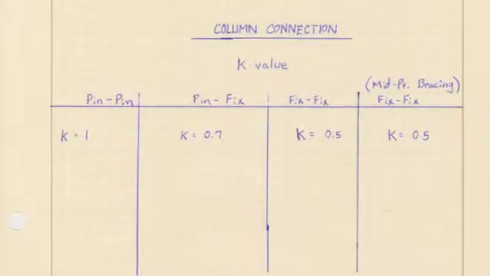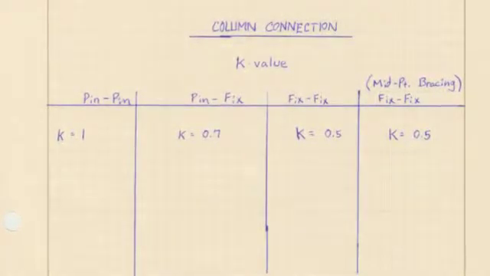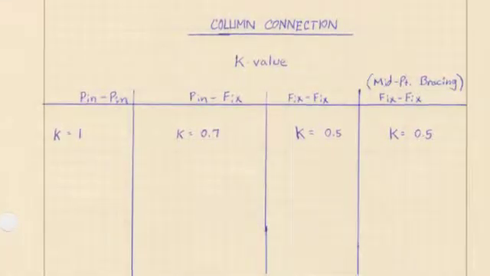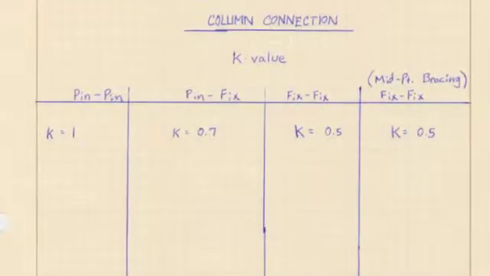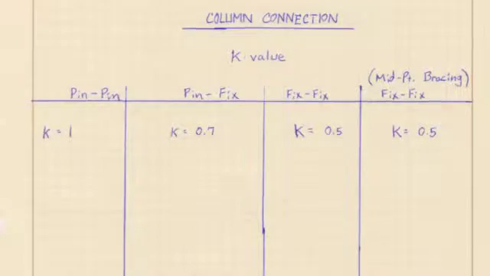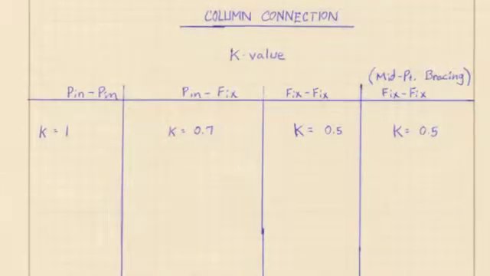Here is each K value for each connection illustrated by this simple chart. As you can see on the far left, pin to pin, the K value is 1, pin to fix is 0.7, and fix to fix is 0.5.